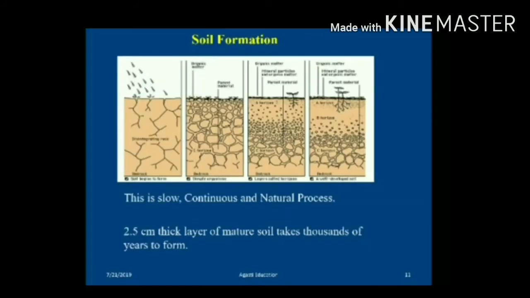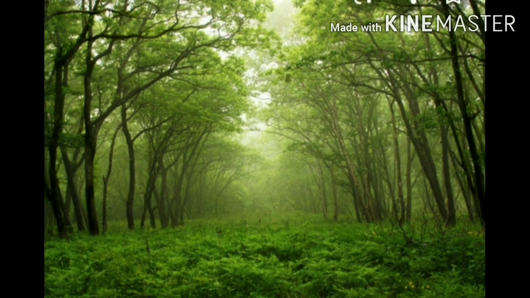The process of soil formation. It is a slow and continuous process. It takes about thousands of years for a 2.5 centimeter thick layer of mature soil to form. This soil can get destroyed in a short period of time because of flood, storms and human activities such as mining. That is why it is very necessary to conserve the soil and prevent the soil erosion of land. The best remedy for this is to increase the number of forests on earth.